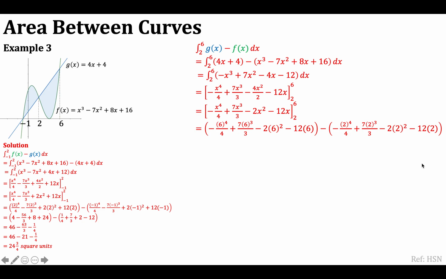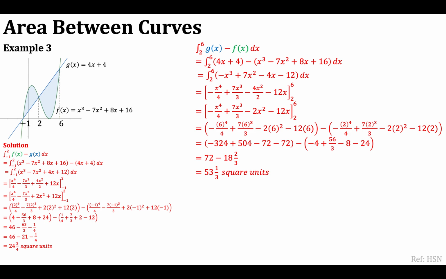Right, so evaluating all of that, this one gives us negative 324 plus 504 minus 72 minus 72. We're then subtracting negative 4 plus 56 thirds minus 8 minus 24. So we're starting to deal with slightly larger numbers and larger negative numbers, if you like. We can see that this first bracket gives us 72 and the second bracket gives me 18 and 2/3. And 72 minus 18 and 2/3 gives me 53 and 1/3 square units.